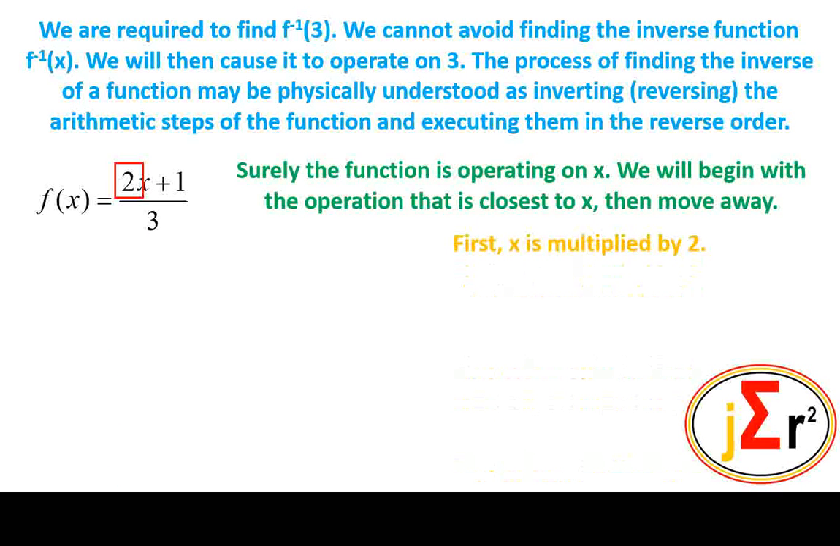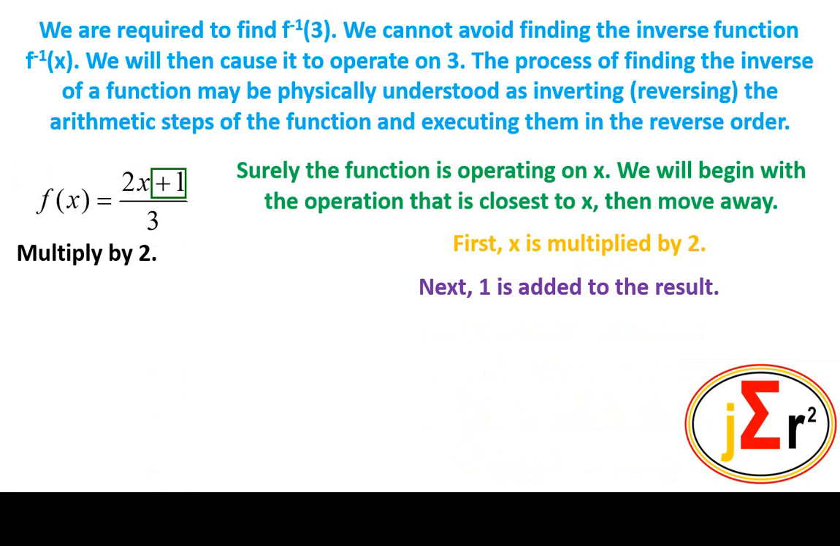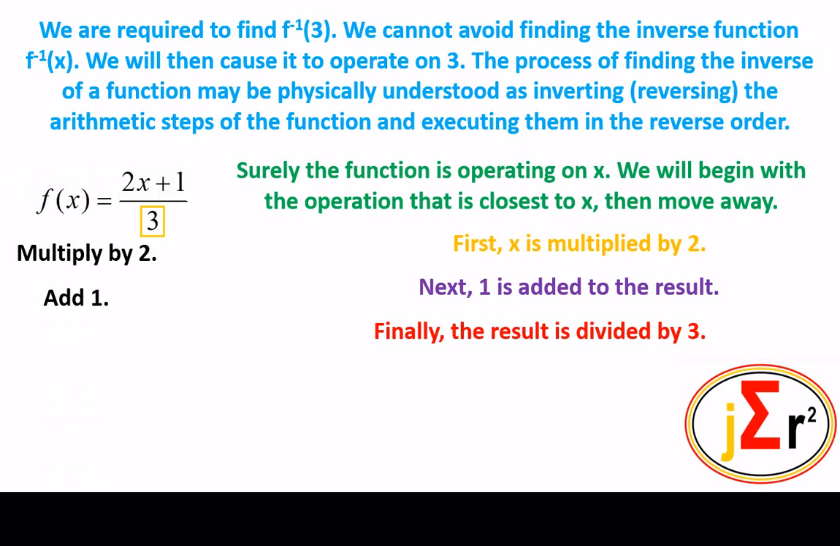First, x is multiplied by 2. Taking note of the operation, multiply by 2. What happens next? 1 is added to the result. Take note of that also. Finally, the result is divided by 3. Take note of that also.